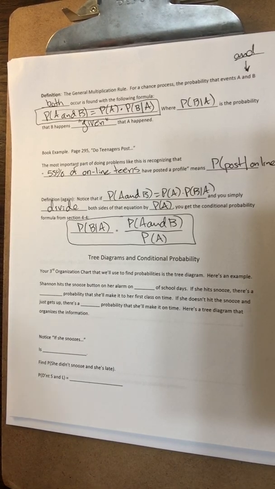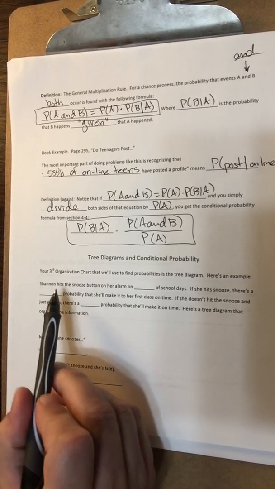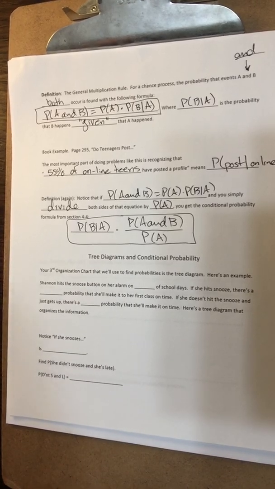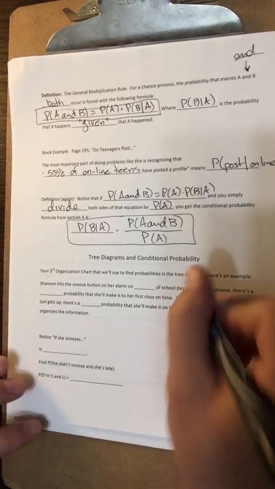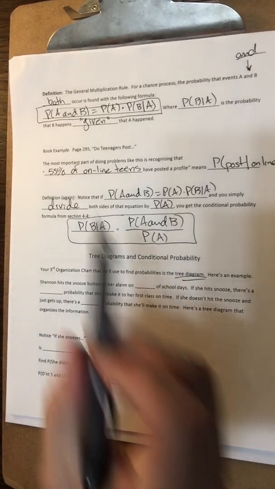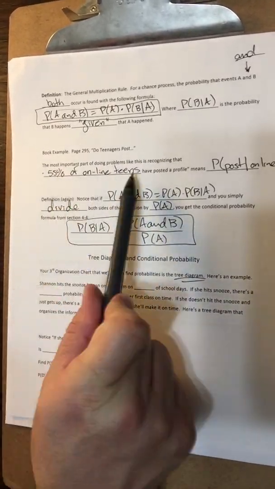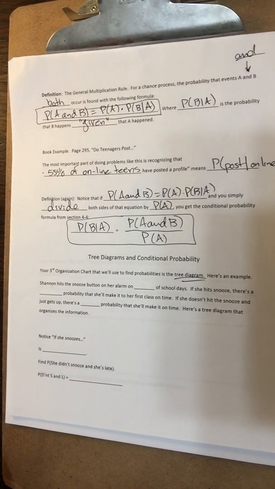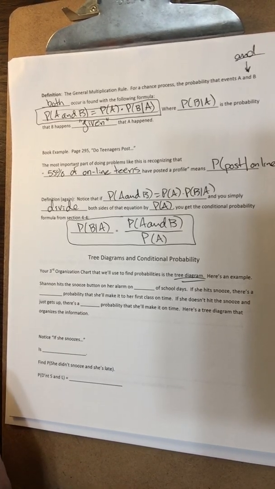Okay, here we go, the tree diagram. Your third organizational chart. After the two-way table and the Venn diagram, your third organizational chart that we'll use to find probabilities is the mighty tree diagram. When are we going to use this? When we're given stuff that's a conditional probability. That thing about Democrats and Republicans and men and female, there was no conditional probability there until we were asked one. The information we were given was all about men, all about Republicans, and then men who are Republicans.